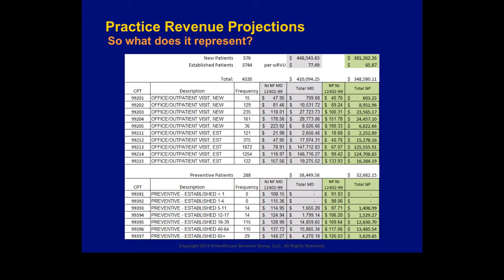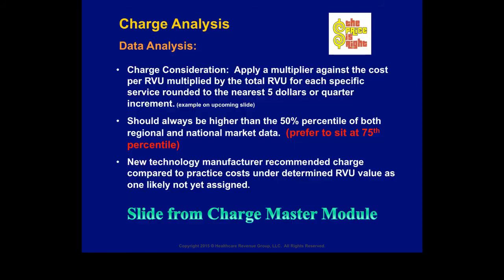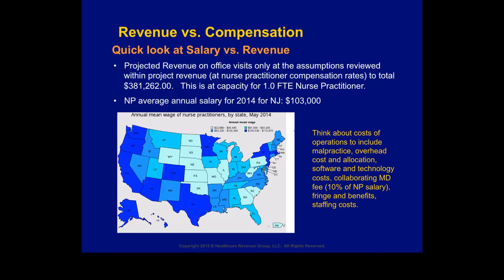$381,262. That's just on the new and preventive office visits here. Okay, so I got 348, 32, 381,262. So that's the number I'm getting.